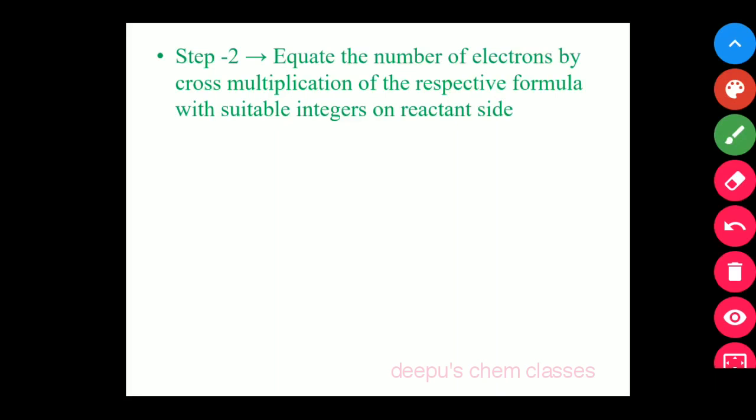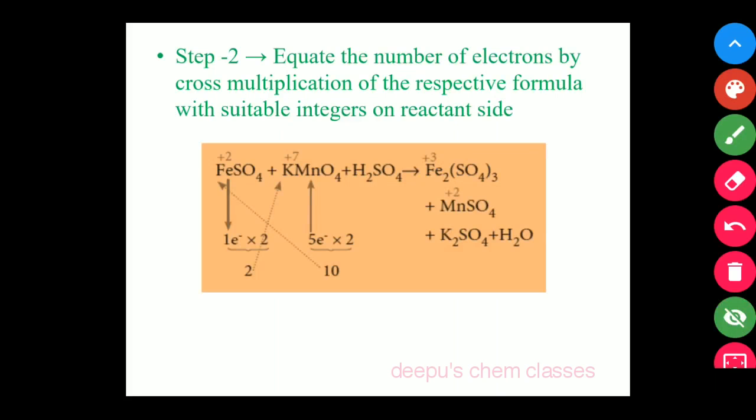In step 2, we have to calculate the number of electrons lost during oxidation and gained during reduction. Ferrous sulfate changes its oxidation number from +2 to +3 by losing 1 electron. Since it loses electrons, we indicate a downward arrow mark, indicating 1 electron. Then manganese changes its oxidation number from +7 to +2. That means it gained 5 electrons. Since it gained electrons, indicate an upward arrow mark, and below that indicate 5 electrons.